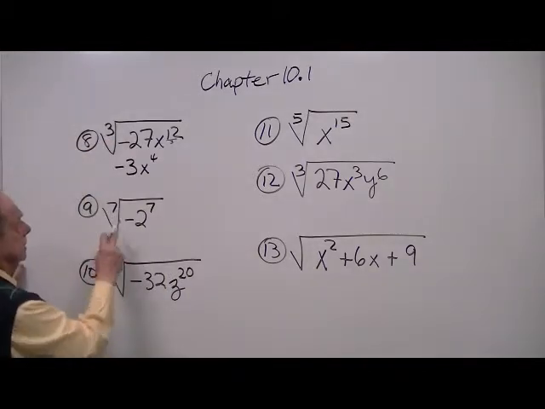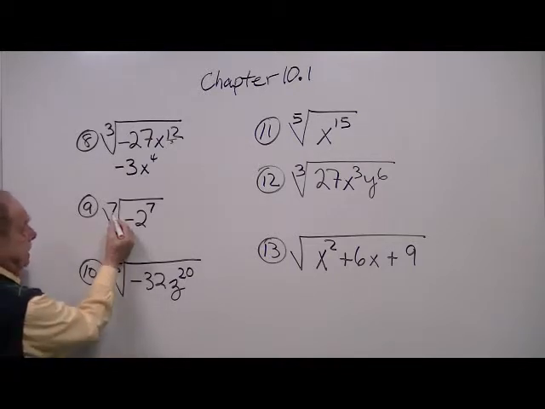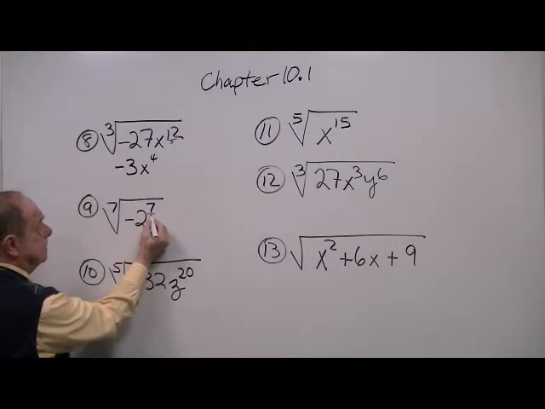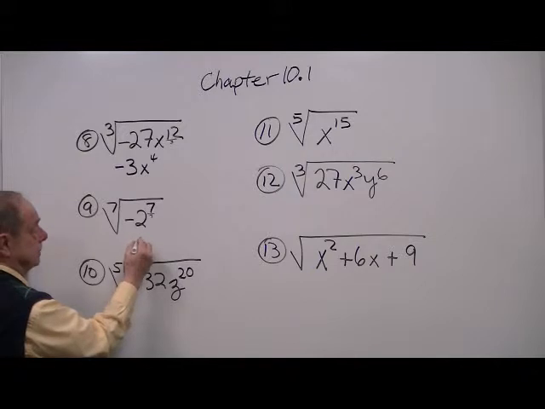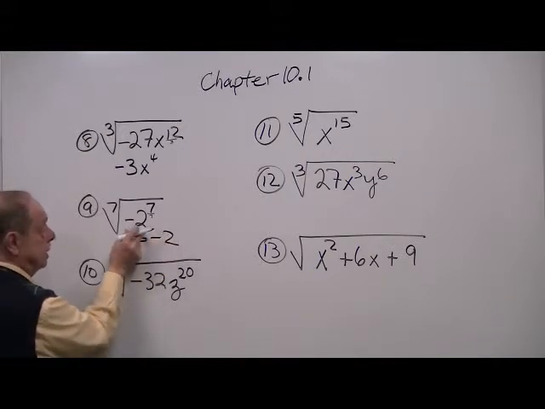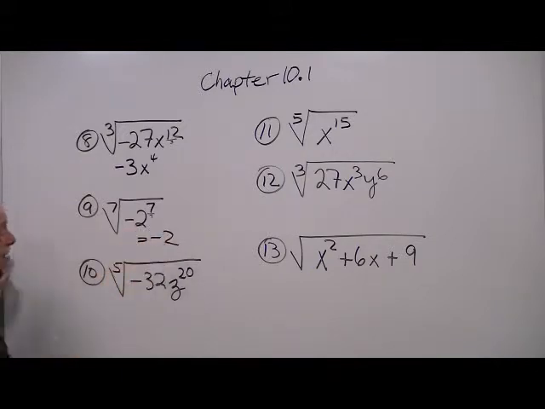Now here you might note that the index number is 7. Again, divide the 7 by 7, which is a 1. So the answer to this one is going to be just the radicand, which is a negative 2.